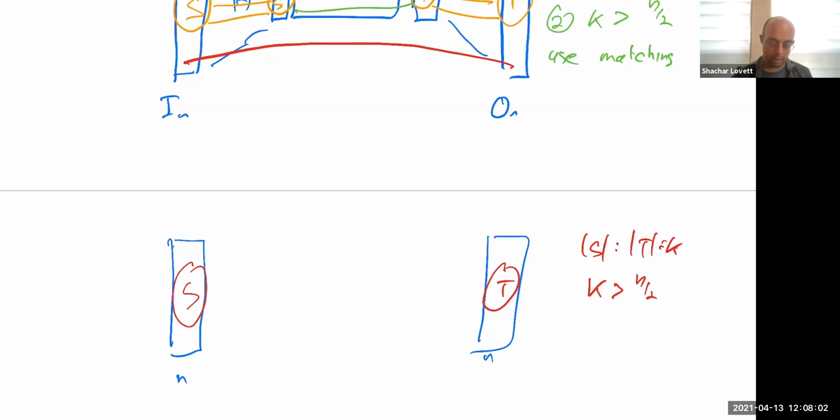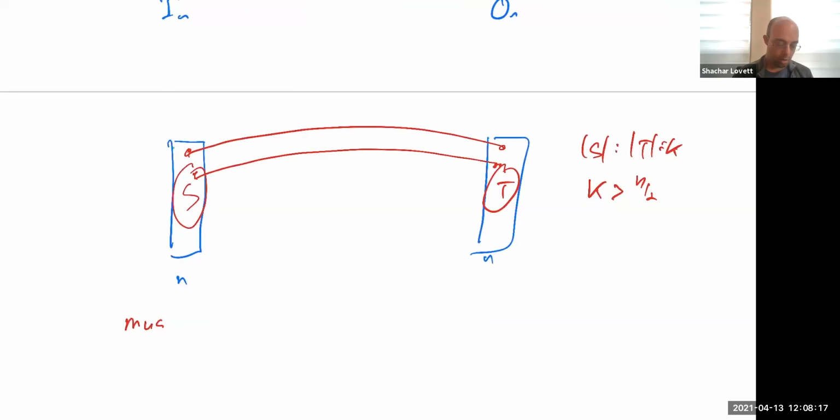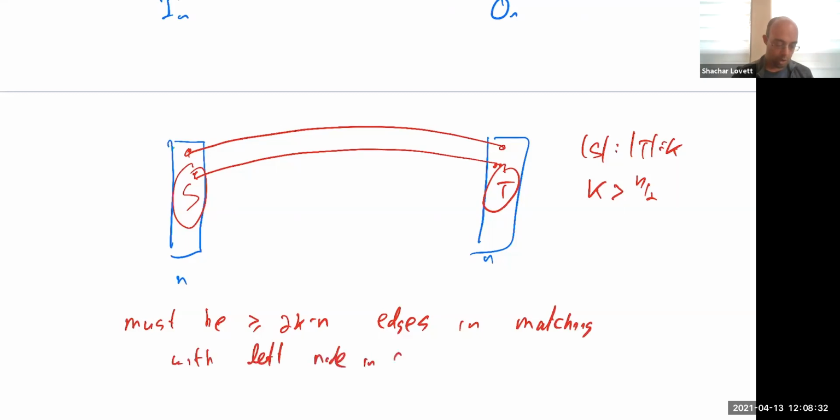So look at the size of S intersected with T. If I look at this matching that we created here, where we identify the first node here with the first node here, and the second node with the second node, I claim that there must be at least 2K minus n edges in the matching with the left node in S and the right node in T. This is by counting. It's a simple calculation that there must be many edges that are hit both by S and by T.